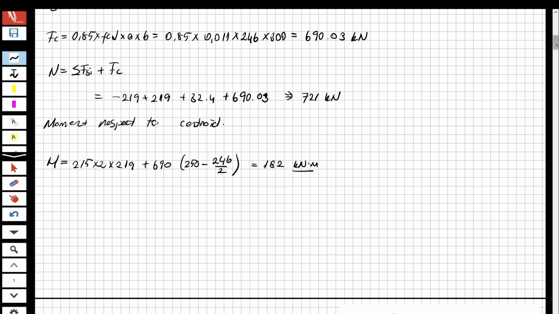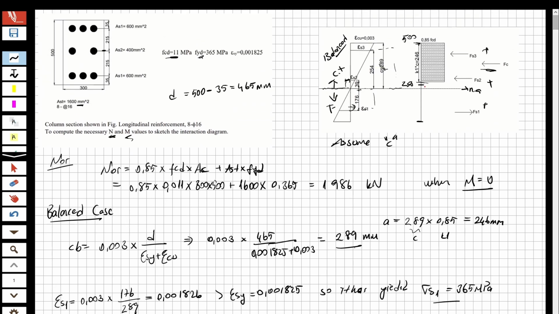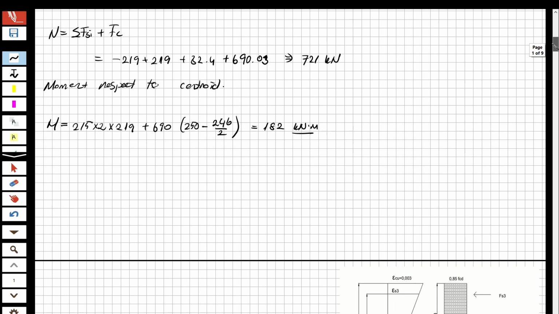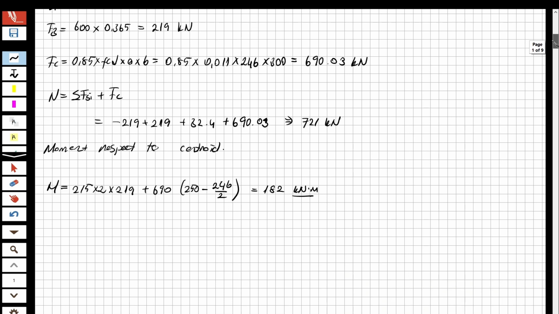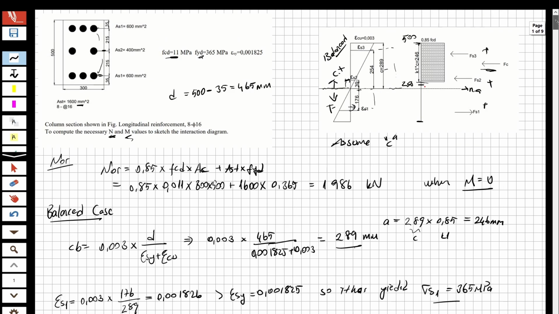So let's do it. Look at here. This is the top steel, and this is the bottom steel. Okay, so the bottom steel is at this point, and the top steel is at this point. So the distance to the center of the cross section is the same. Look at here, 215 and 215. So I multiplied them as 250 multiplied by 2, multiplied by 219 plus 690.